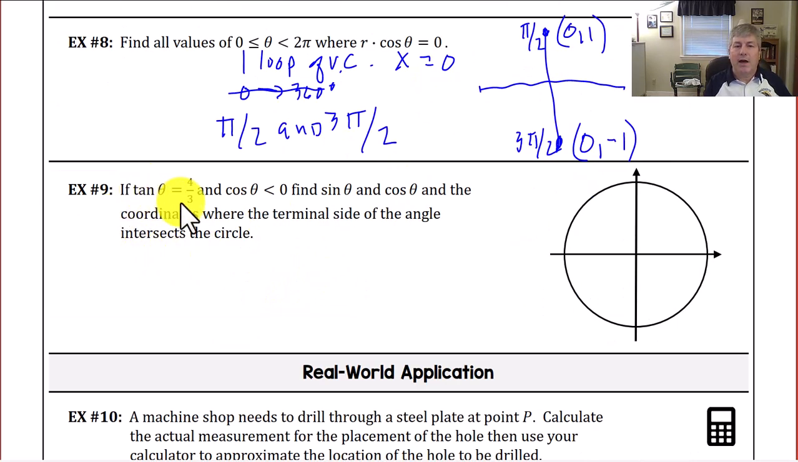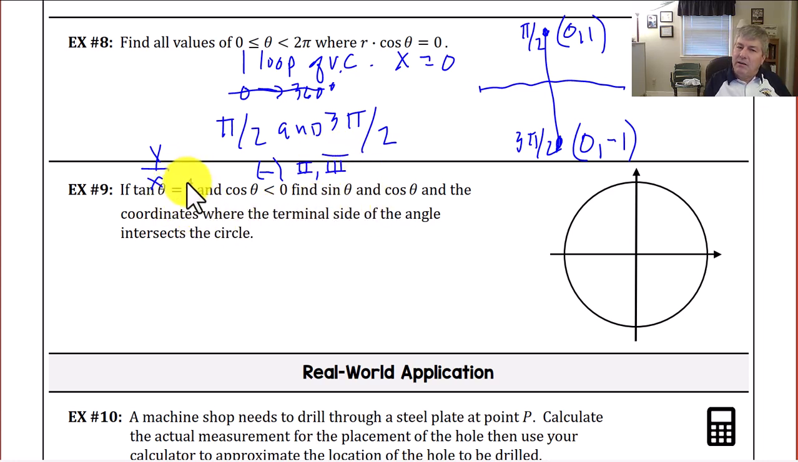In example 9, if tangent of theta is 4/3, so tangent is y over x. So we know our y value is 4 and our x value is 3. And the cosine of theta is less than 0. So cosine is negative. X's are negative in quadrants 2 and 3. So this tells us we're working in either quadrant 2 or quadrant 3.